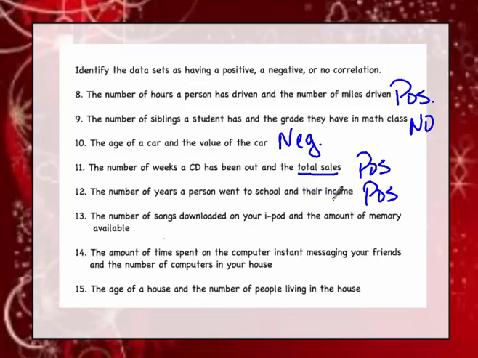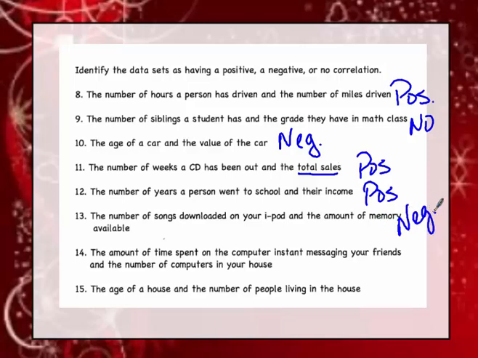Okay, number 13, the number of songs downloaded on your iPod or your iPhone or whatever device you listen to and the amount of memory that's available. Well, the more songs you download, the less memory you have. So the more you have, the less memory. So this would be a negative relationship.